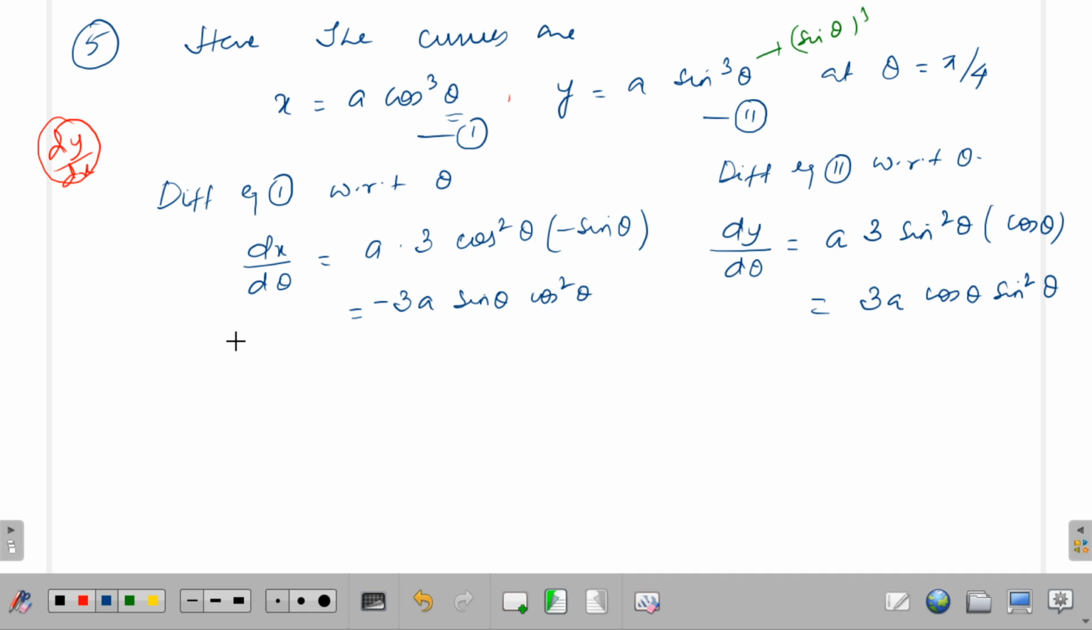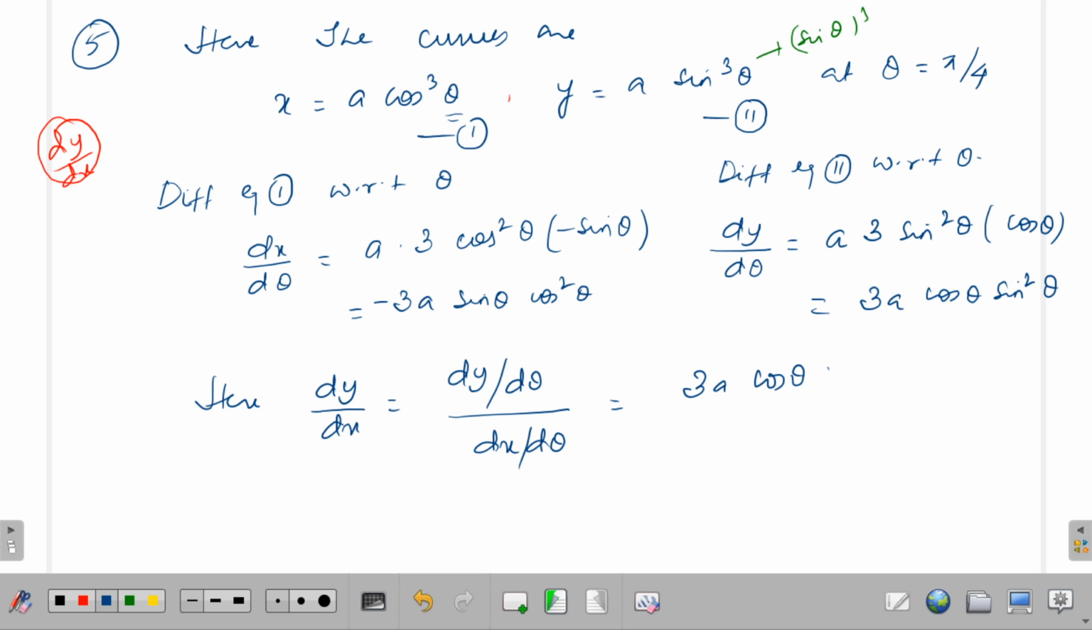Because without chapter 5 you can't do chapter 6, or I would say not even the calculus also, so just focus over there. So I can say that here your dy by dx would be nothing more than your dy by d theta divided by dx by d theta. So which one will I get here? Nothing more than your 3a cos theta and then your sine square theta divided by minus 3a sine theta and then sine theta and then your cos square theta.